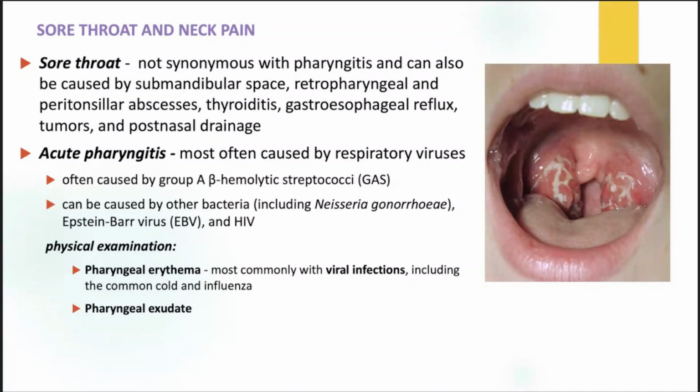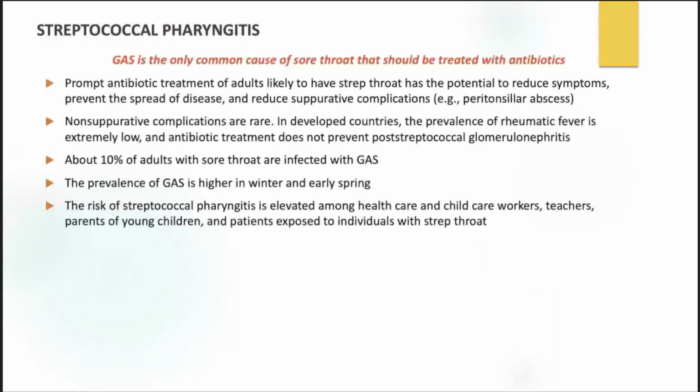hemolytic streptococcus, it can be caused by other bacteria like Neisseria gonorrhea, EBV, and HIV patients commonly present with acute pharyngitis. So for physical examination, pharyngeal erythema is most common with viral infections, including the common cold and influenza, while those with exudate is usually bacterial, as you saw in the picture on the right. So, streptococcal pharyngitis is the only common cause of sore throat that should be treated with antibiotics.